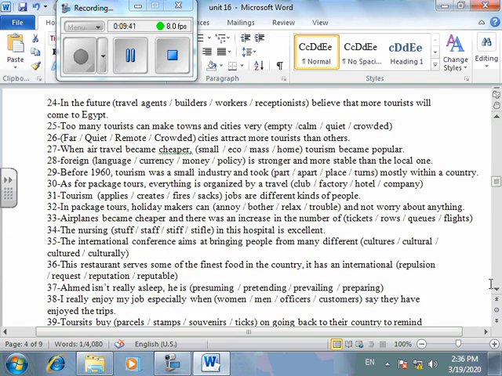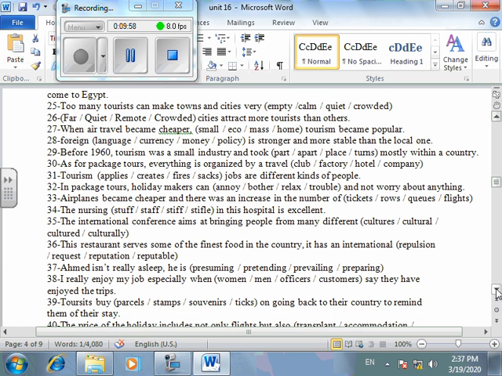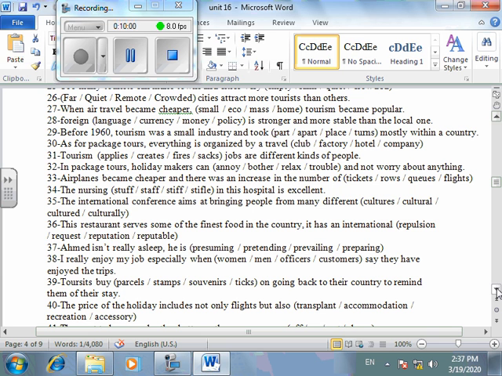24, in the future, they believe that more tourists will come to Egypt. Of course, in the future, travel agents. 25, too many tourists can make towns and cities very crowded. Now I'm going to leave you a chance and leave you alone to start to think of the answers of the following questions.